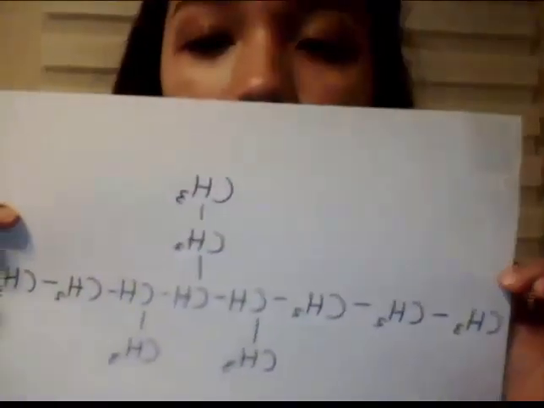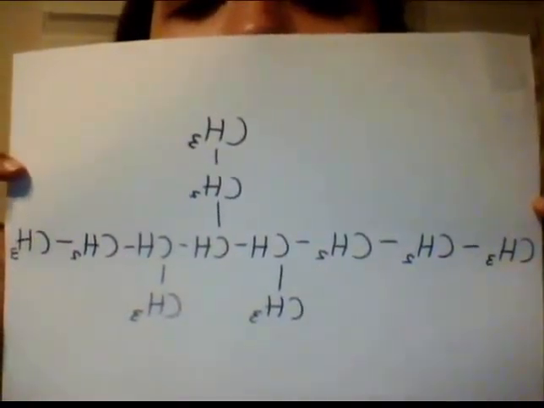So this is step number 5, which tells you to not consider the prefixes di, tri, and so on when determining the alphabetical order. And step number 6 is to write the entire name, using hyphens to separate numbers from words and commas to separate numbers. And that's it in the alkane naming. We will do one exercise with this example.